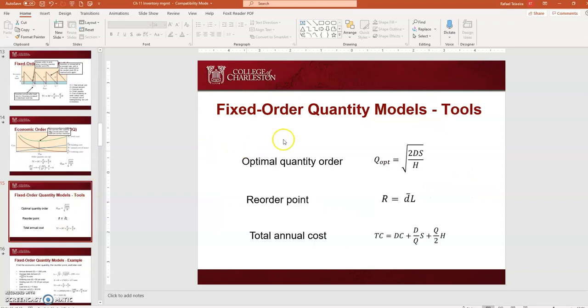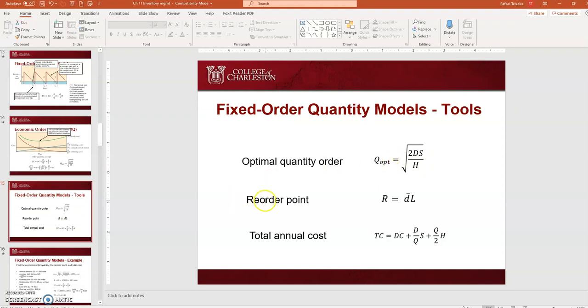That's the Q optimal based on the economic order quantity. This is the tool that we use to determine the optimal quantity we have to order every time we need to buy raw material or products for our company. How much should this order be? What's the size of this order? This is the economic order quantity equation, which results in an optimal quantity.